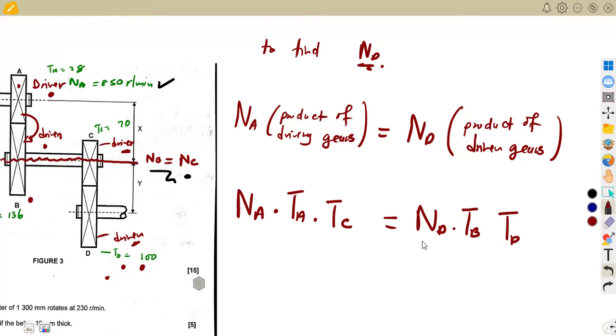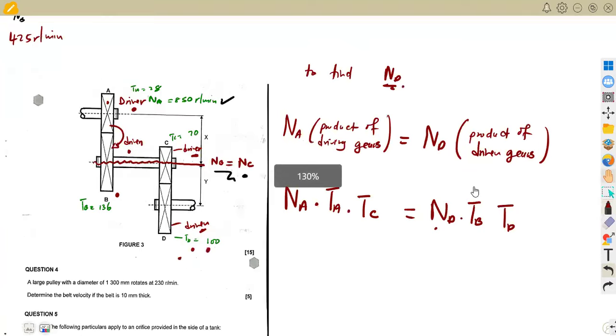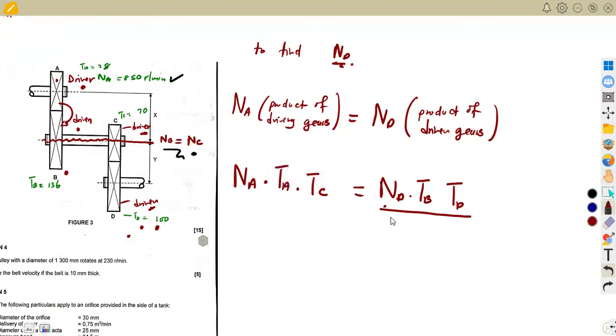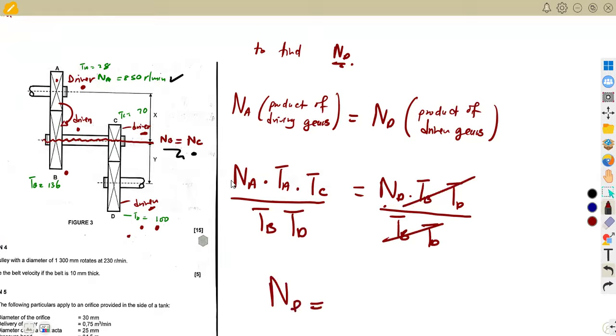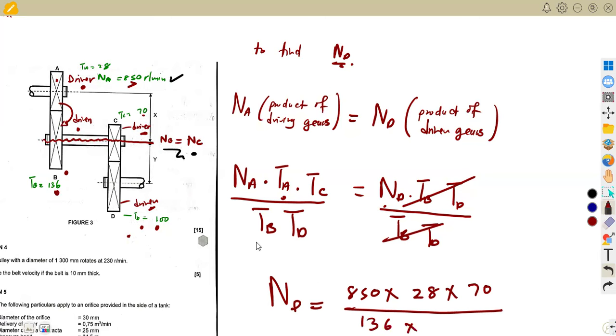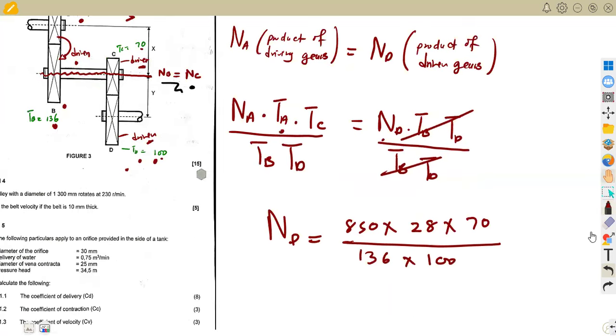Remember what we want. It is to find ND, so we can find the speed there. How? Divide by TB and by TD on both sides. So this will cancel. You are remaining with the speed at D. So that's NA, remember NA was 850, multiplied by TA, remember TA is 28, times TC, TC is 70, everything over TB, remember TB is 136, times TD, remember TD is 100. This gives us the speed at D.